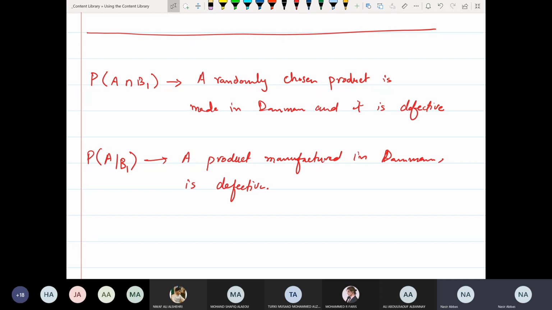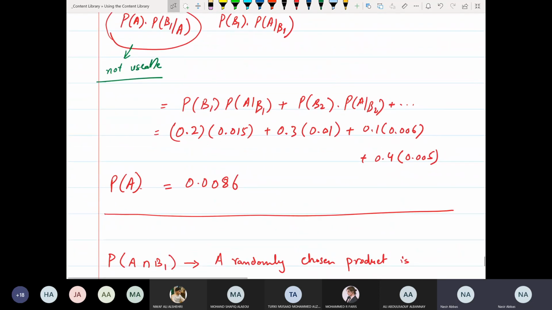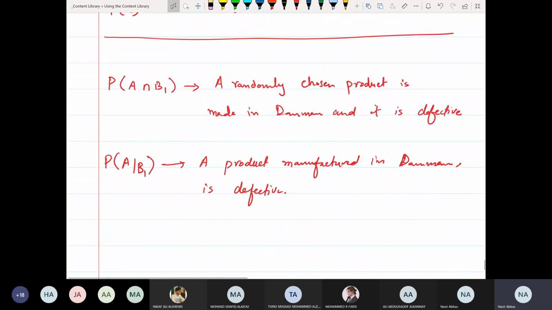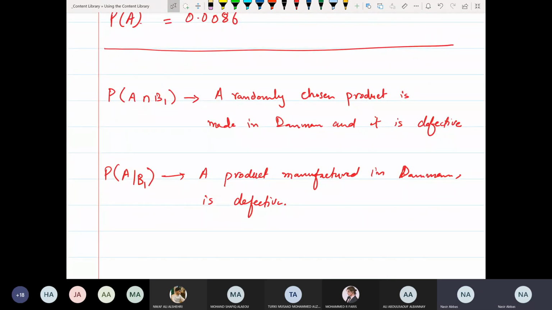The second wording I'm using is: find the probability that a product manufactured in the MOM. Now I'm telling you that this product is manufactured in the MOM, and you find the probability that it is defective. This is denoted by A given B1, of course. Now you look at these 2 statements and decide whether the given statement in the question is closer to the first one or the second one.